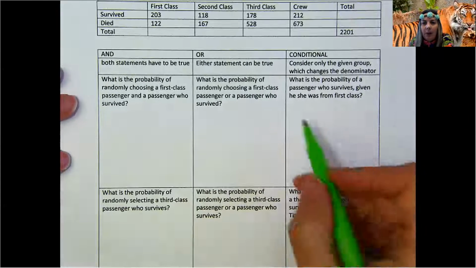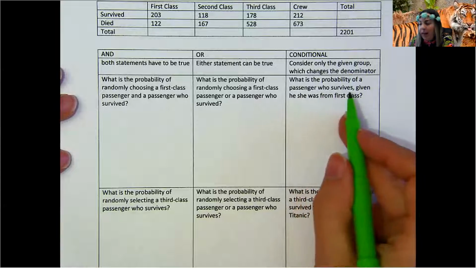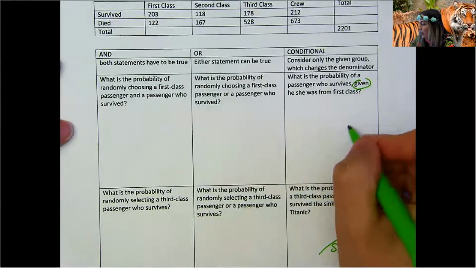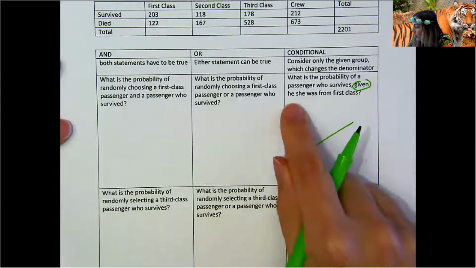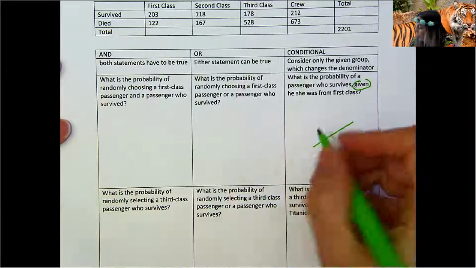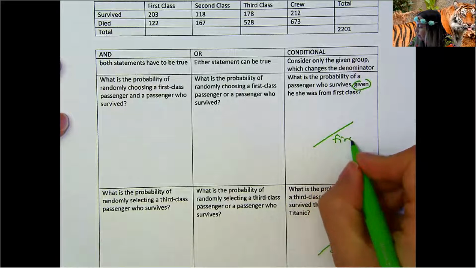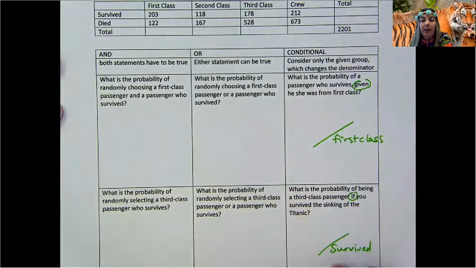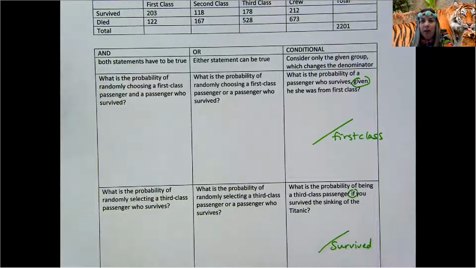And then what is the probability of a passenger who survives given? Given and if, that's what goes on your bottom. So given she was from first class, you would get your first class total here, and then count up how many survived out of first class. All right, so give it a go.